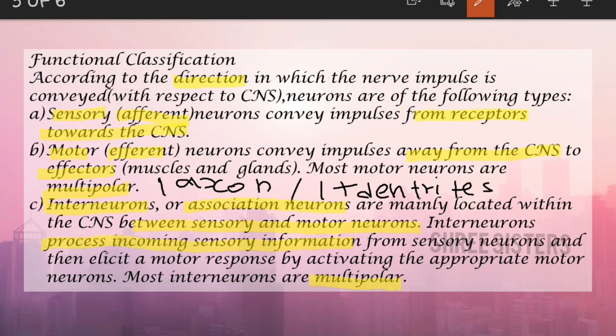They also have one axon and more than one dendrite. All the multipolars, all the interneurons or association neurons, they are all like that.